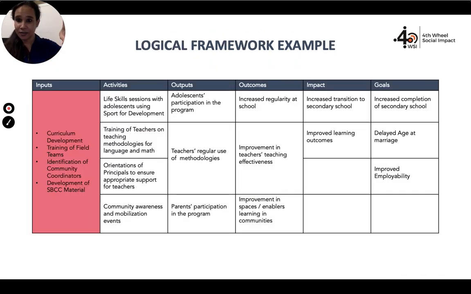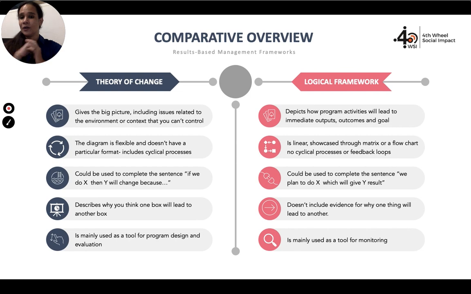It's very linear. You're looking at activities, outputs, outcomes, impact, and goals. This is the terminology that is used in a log frame. When we're looking at a comparison between the two, I think a theory of change gives you the landscape to consider the bigger picture and to look at the environment and context that you can't control. So it looks at things in a much larger frame than a log frame, where you are talking about activities, then the immediate outputs, the outcomes, and the goals.